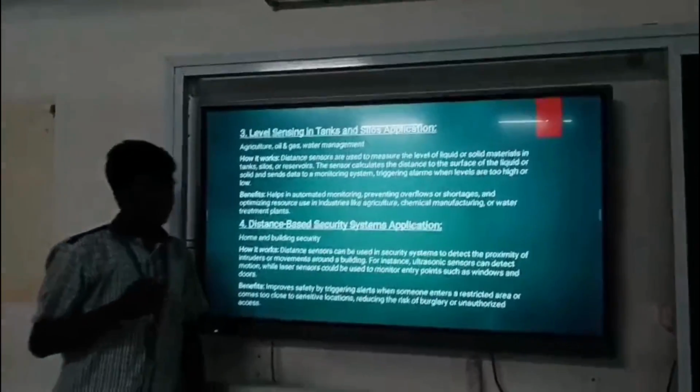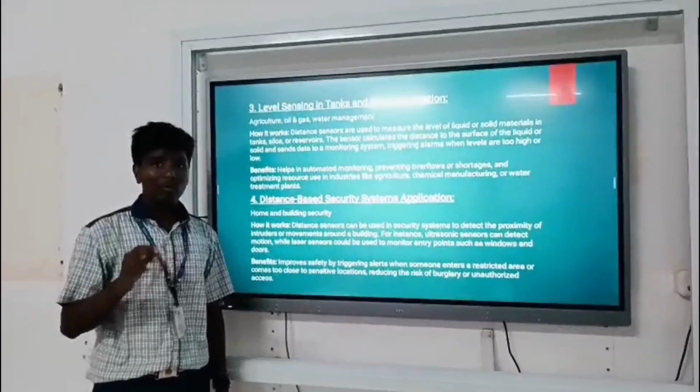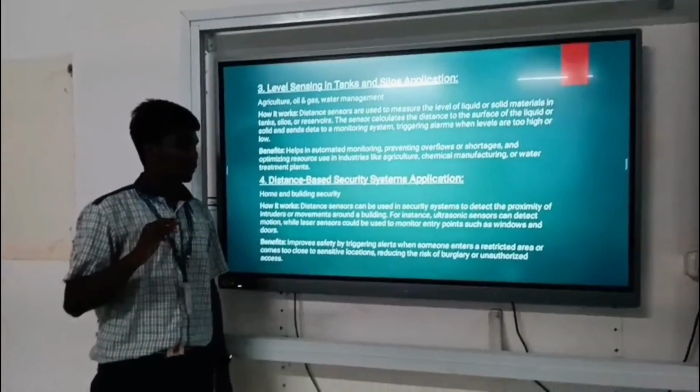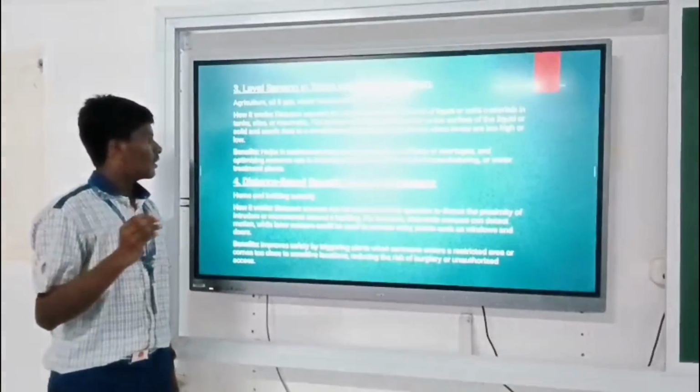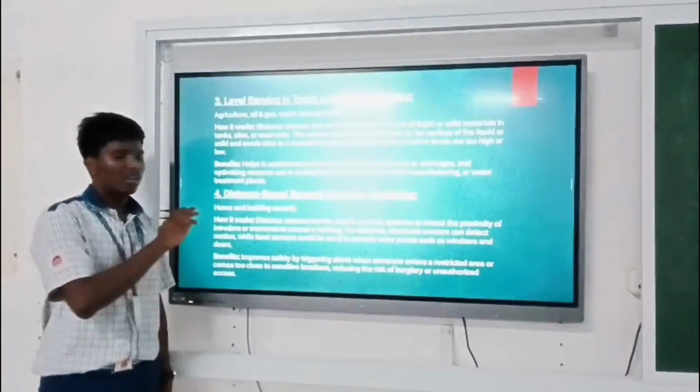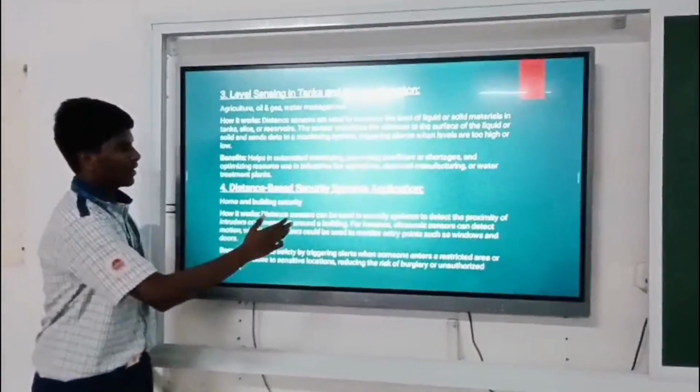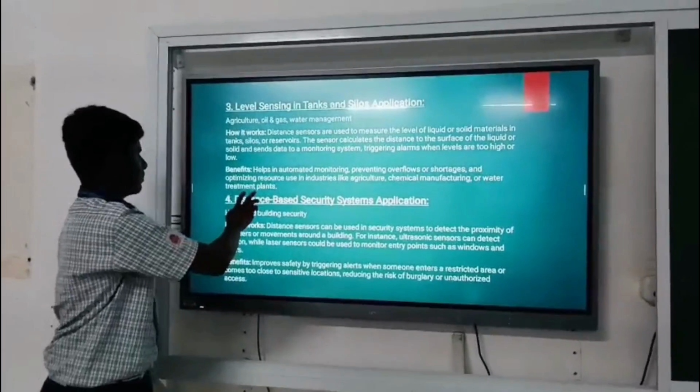It helps in automated monitoring, preventing overflow or shortage, and optimizing resource use in industries like agriculture, chemical manufacturing, or water treatment plants.